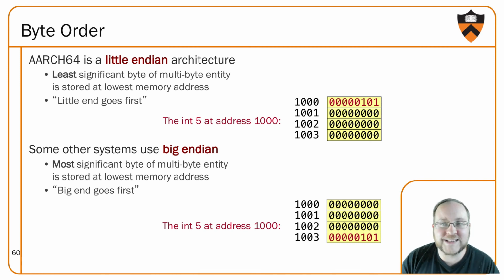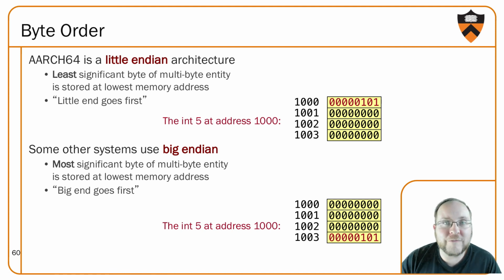We'll call this big endian, because it's a reference to Jonathan Swift's satire in Gulliver's Travels, but the big endian in the sense of the big end goes first. The opposite then would be little endian. Little endian says that the least significant byte of a multi-byte entity is stored first. And this is actually what ARM does, what the AArch64 architecture does, and so what the ARM instruction set has to do.